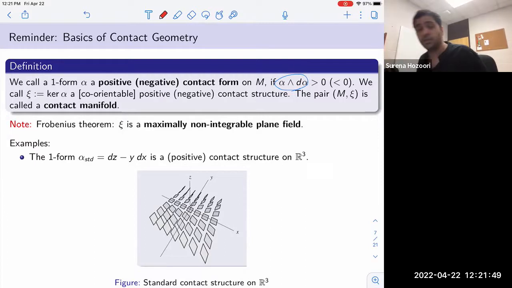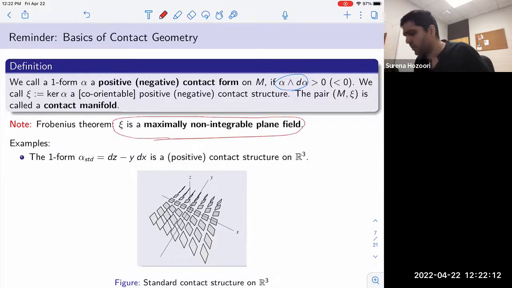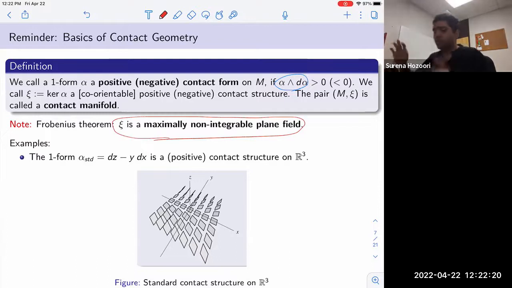I'm going to drop the co-orientability of this contact structure. I will make a comment on that later on. And this pair M and this plane field is called a contact manifold. So notice that by Frobenius theorem, that means that C is simply a maximally non-integrable plane field. So in some sense, you can think of contact structures as the polar opposite of foliations, whether this non-integrability is positive or negative.